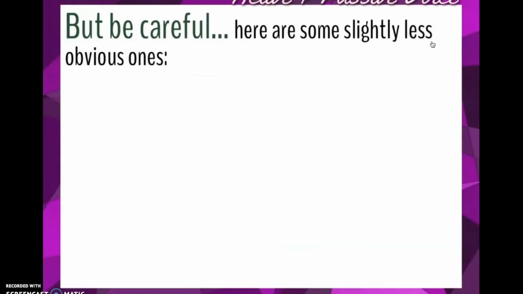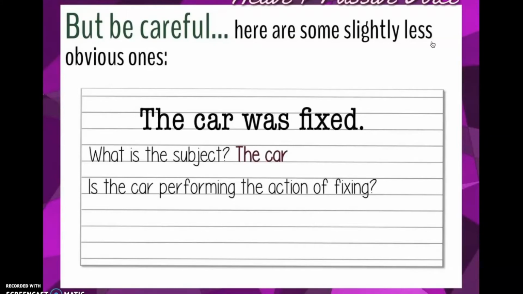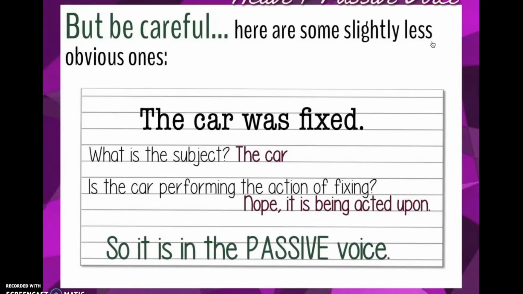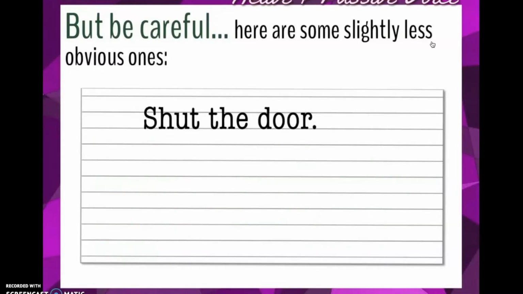But be careful, here are some slightly less obvious ones. The car was fixed. What's the subject? The car is the subject. Is the car performing the action of fixing? Nope, it is being acted upon. The car is not actually doing anything in the sentence. Someone else is fixing it. So it's in the passive voice, even though we don't have "the car was fixed by the mechanic." What sometimes trips people up here is that we don't know who was doing the fixing, but that doesn't matter.